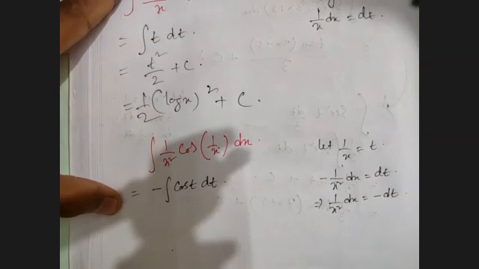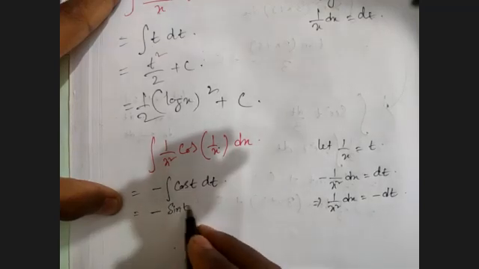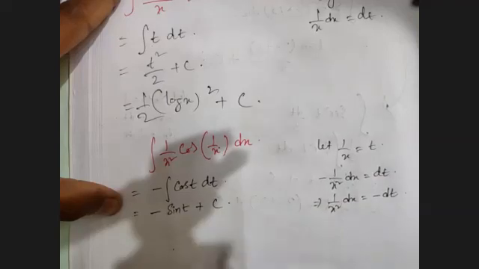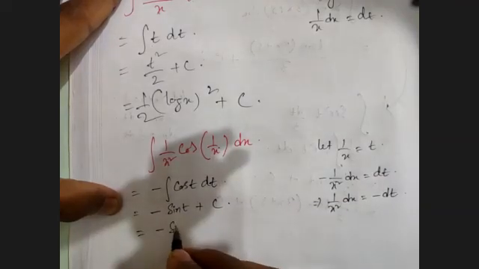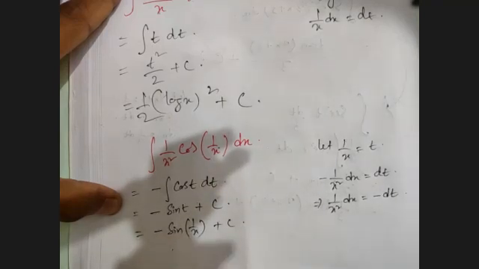What is the integration formula of cos x dx? Sin x. That means it will become sin t plus c. Now put the value of t. That is minus sine of 1 by x plus c. This is the answer.